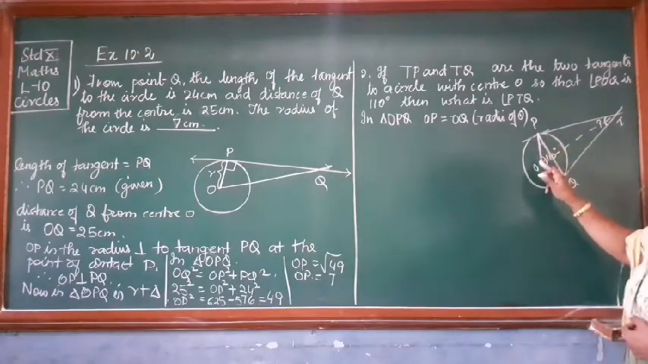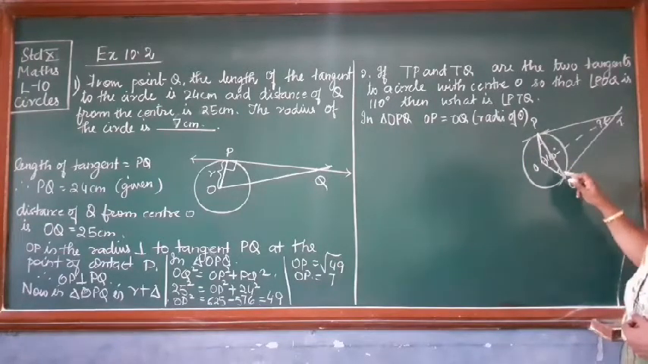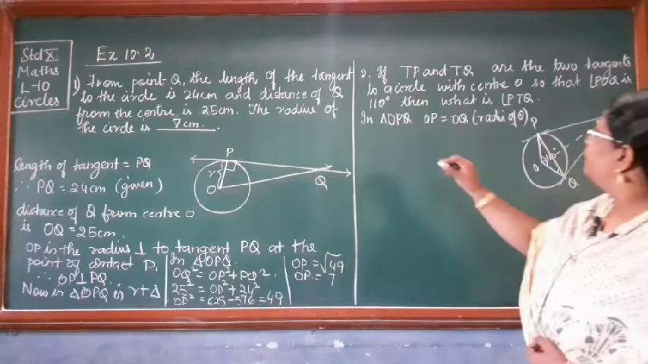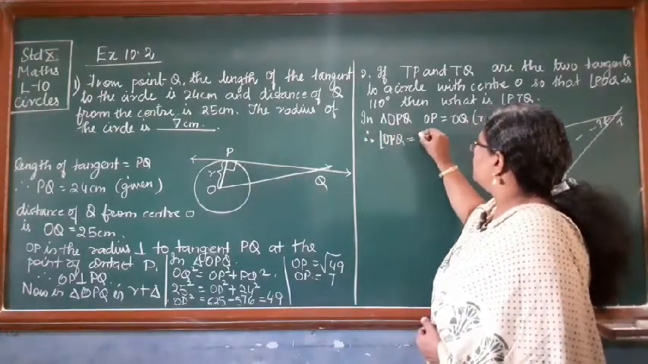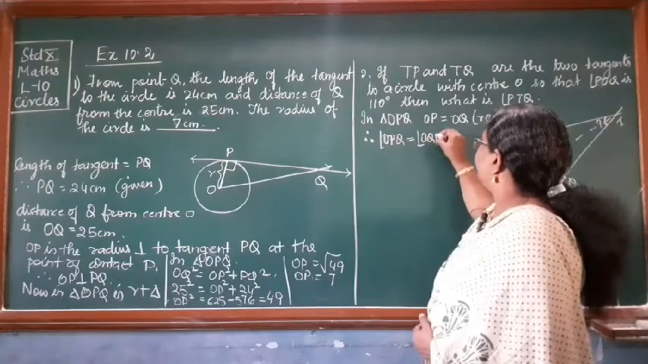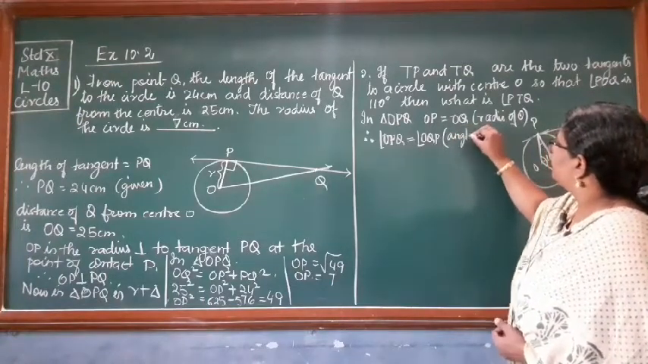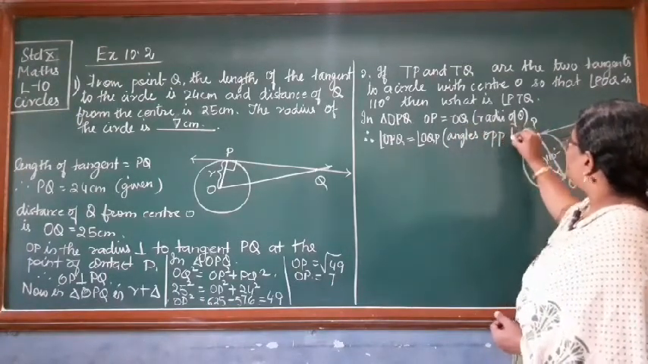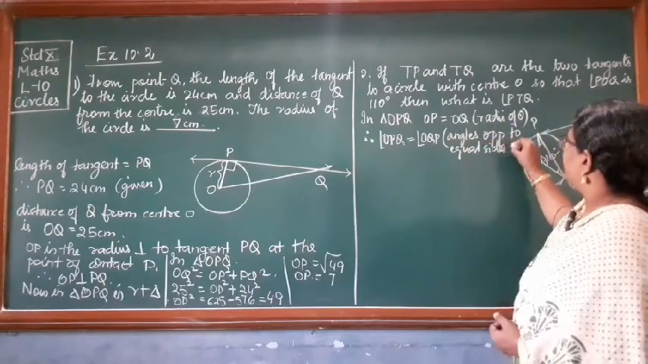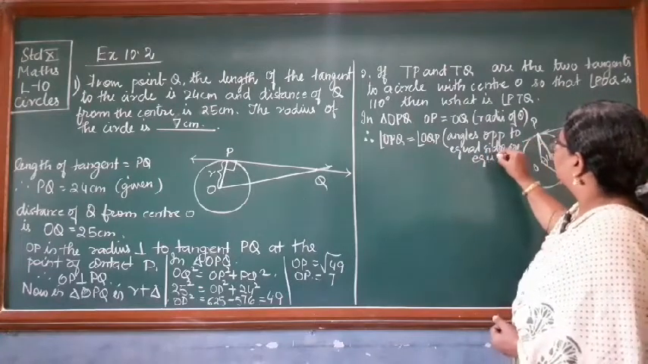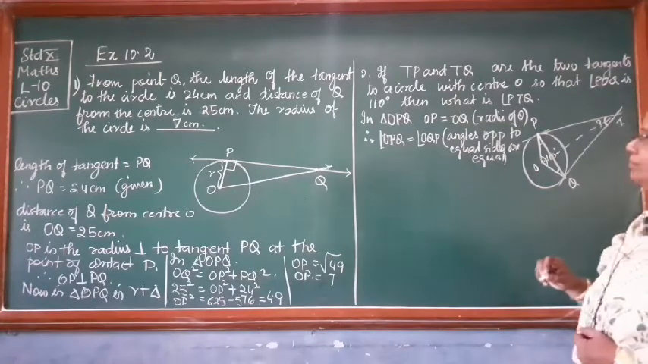be congruent. The angle opposite to OP is OQP, and the angle opposite to OQ is OPQ. So, therefore, what can we write? Therefore, angle OPQ will also be equal to angle OQP. So उसका रीजन क्या लिखेंगे? Angles opposite to equal sides are equal. तो ये हमें मिल गया.